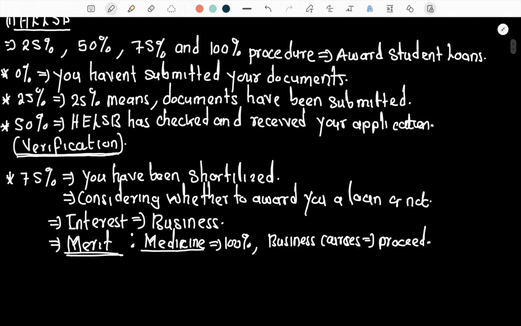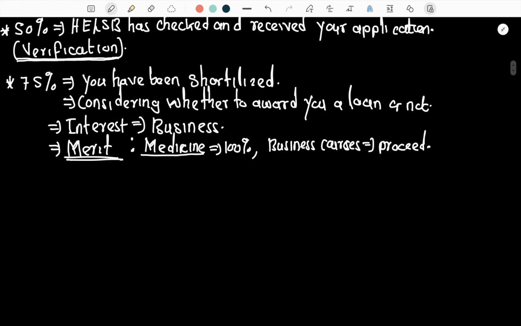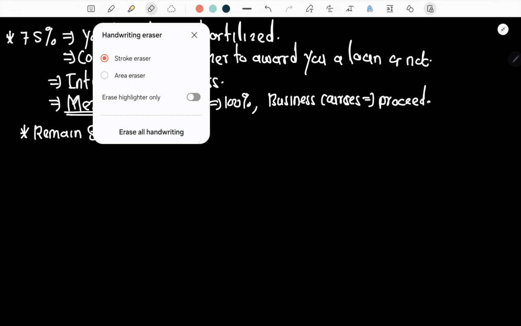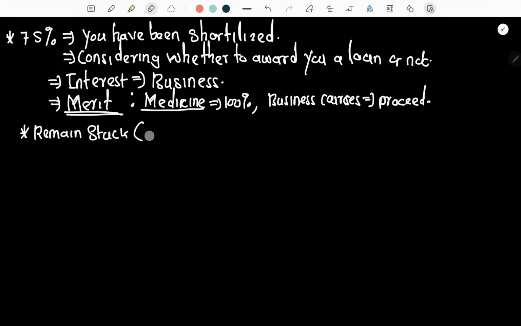Now, this is the crucial phase, because at this particular phase is where a lot of people remain stuck. A lot of people remain stuck at 75%. That is where a lot of people actually remain stuck.